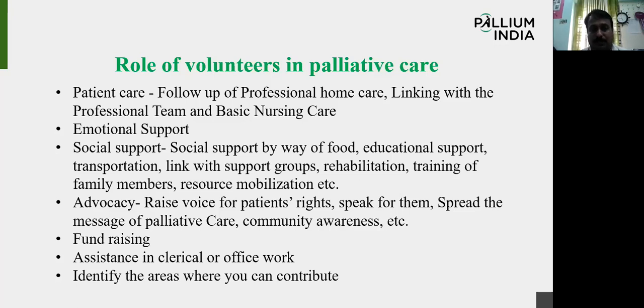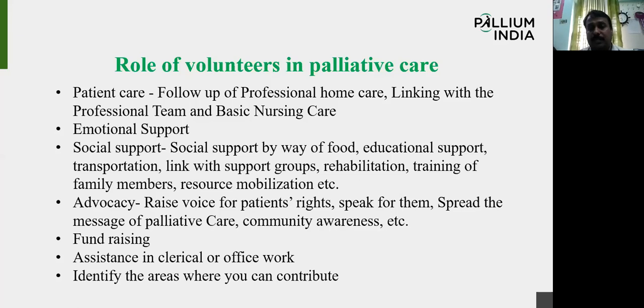Then the social support system, such as support by way of food. You have already seen that some of our volunteers carry food kits to families. They will assess the food need wherever people are in need. Then education support. With the support of our volunteers, we will be providing education support to the beneficiary's children or grandchildren.